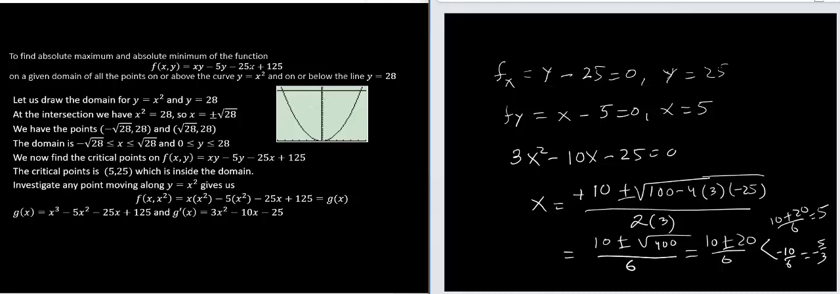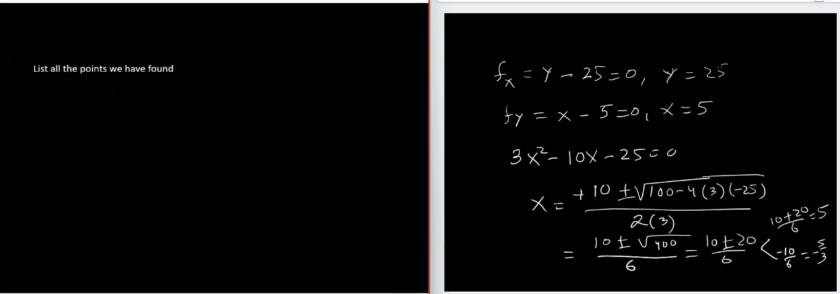So this point also we can list here. Solving this quadratic equation, we are getting x equals 5 and negative 5 over 3, as you see there on the right hand side. So the points are now: when x is 5, y is 25 because this is squared. And for the other, negative 5 over 3 squared will be 25 over 9. So we got all these critical points. We need to list all the points we have.